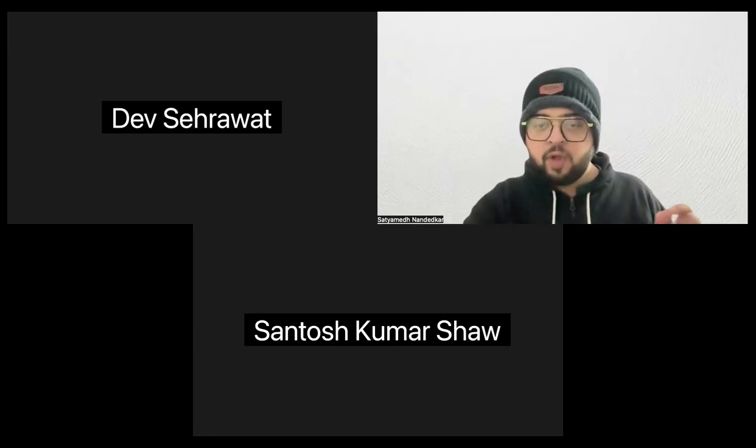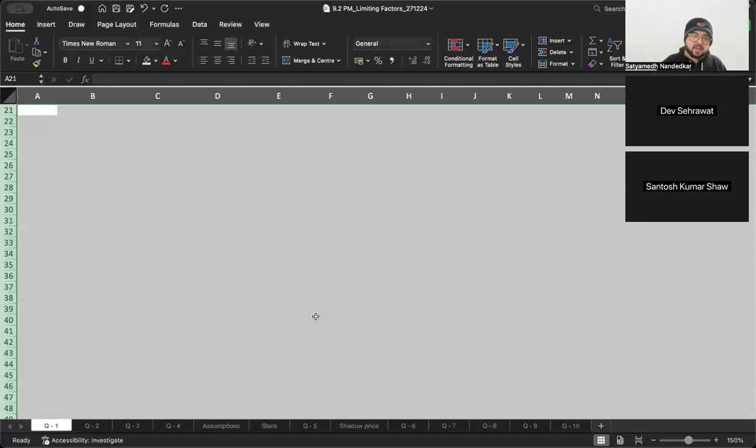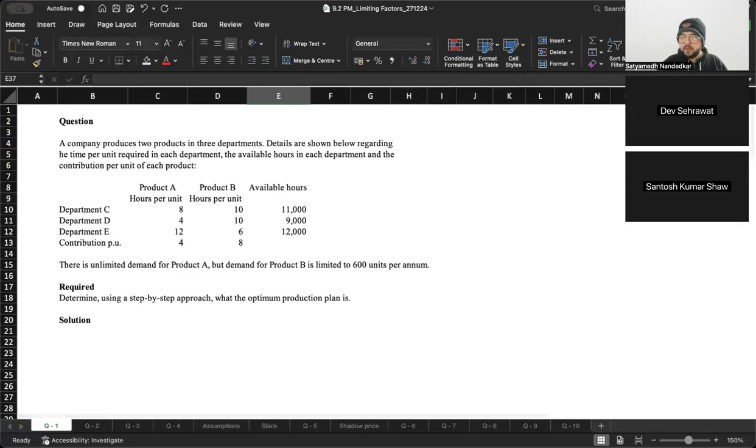Let's now discuss what the entire focus of limiting factors discussion is, which is basically multiple limiting factors in one question. Determine using a step-by-step approach what the optimum production plan is. When I use the word optimum production plan, what does that mean? The plan which gives me the highest profit, or the production plan which gives me the highest possible contribution. So, how many units of product 1 and product 2 should be made? That is what the optimum production plan is all about. That plan which gives me the highest possible contribution or highest possible profit.